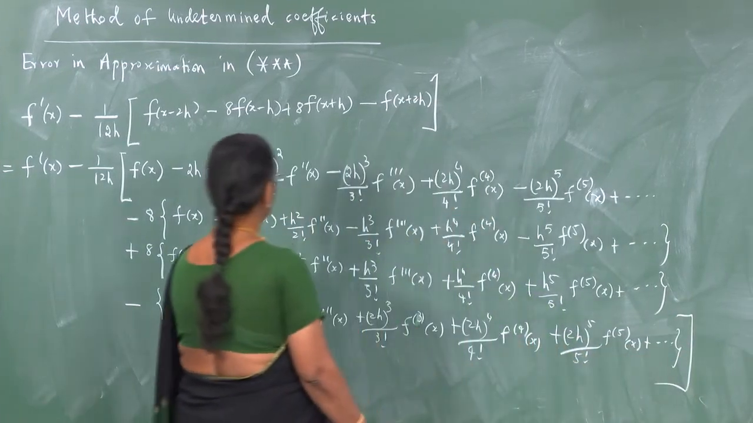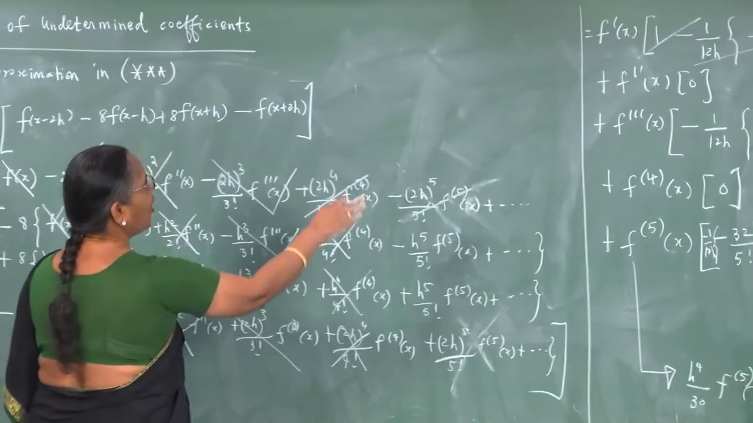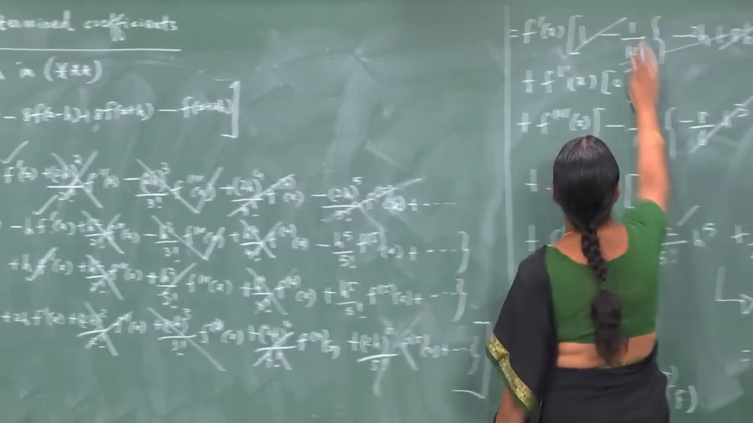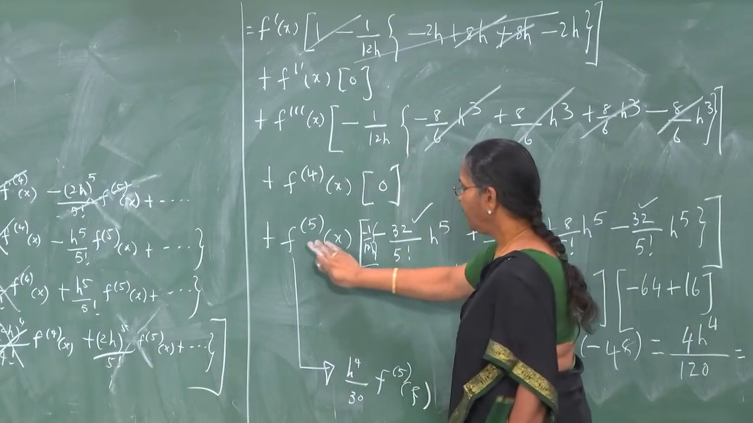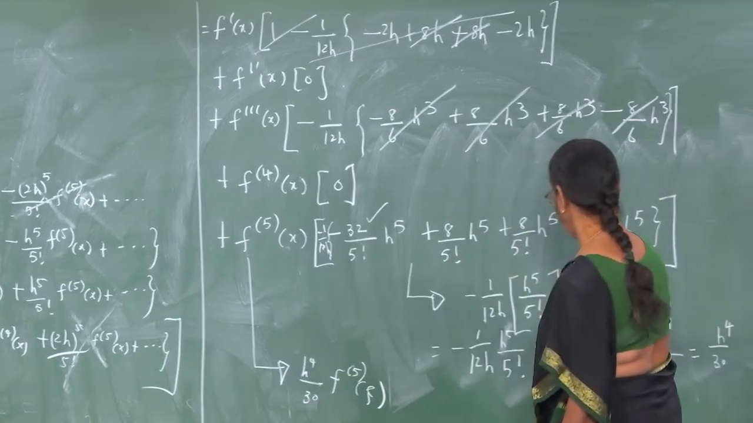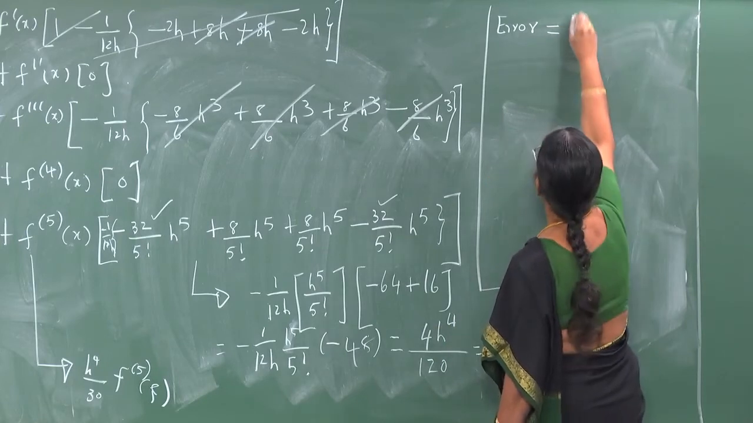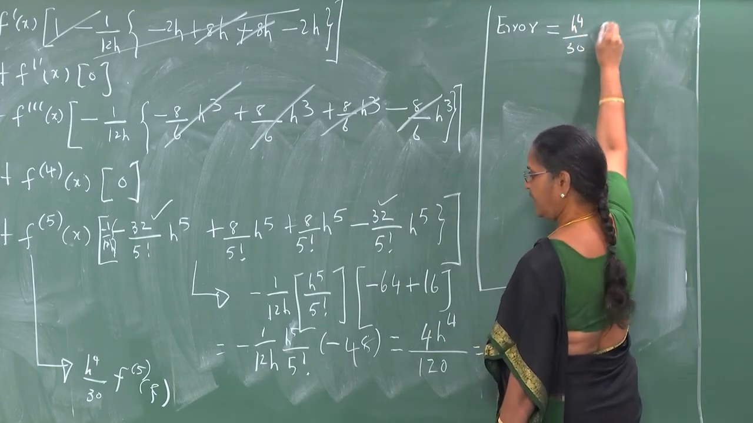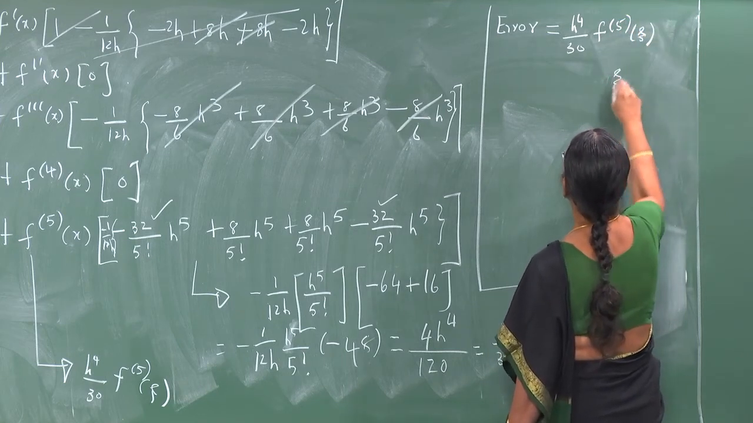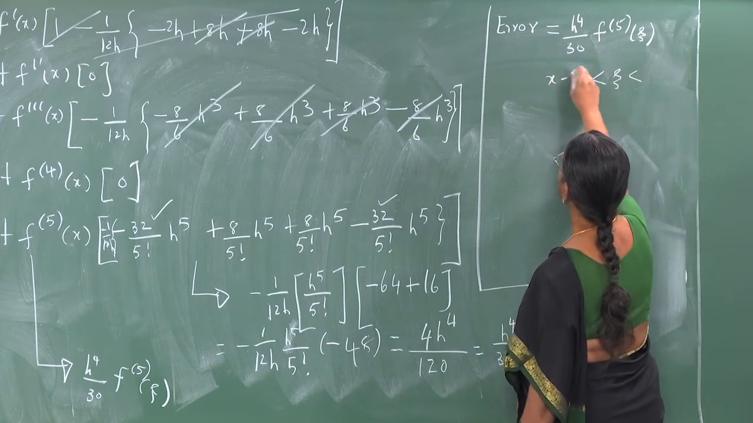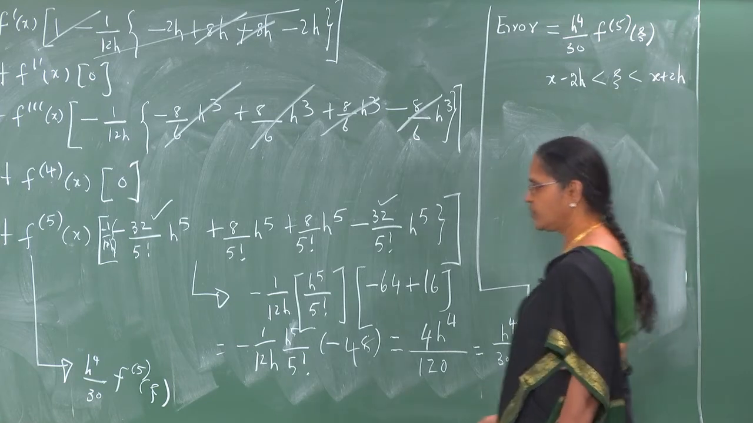So, we have written down all these terms using Taylor expansion. All the other derivatives which appear in the expansion have coefficient to be 0. The fifth derivative has its coefficient to be non-zero, and the error is given by h power 4 by 30 into the fifth derivative evaluated at psi. Where does this psi lie? It lies between x minus 2h and x plus 2h.